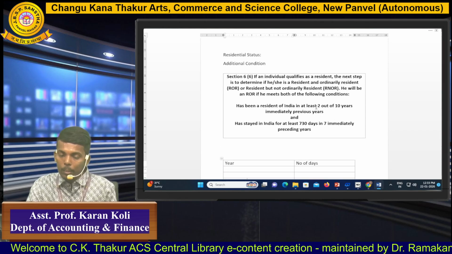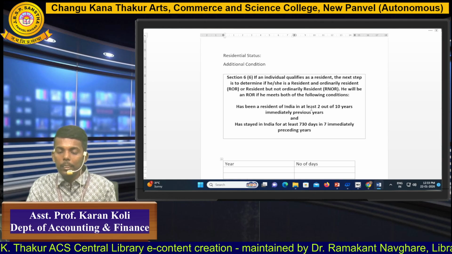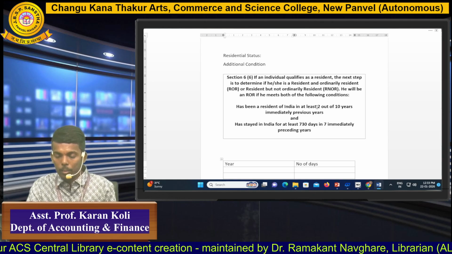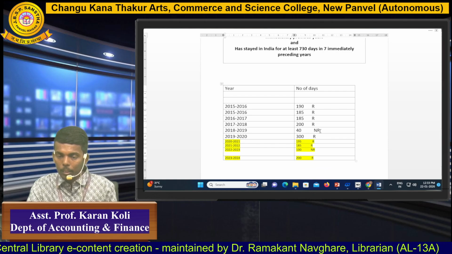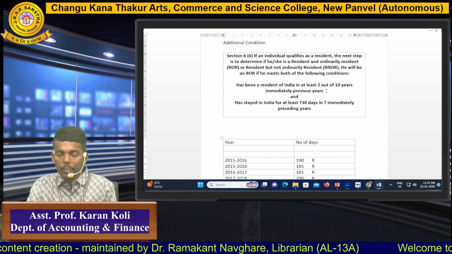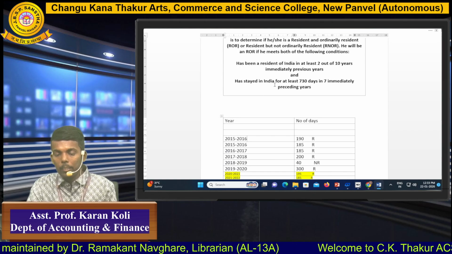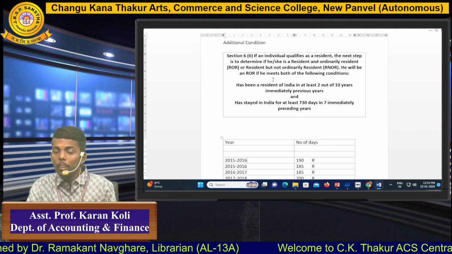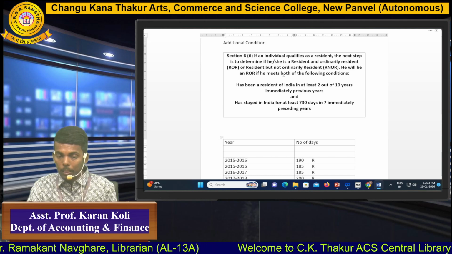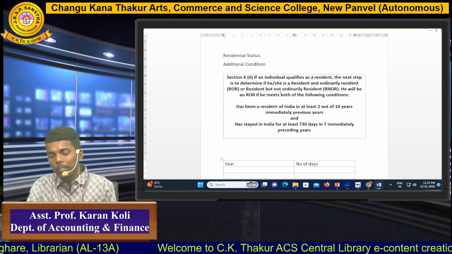So he satisfied the first condition, because what is the first condition? He is resident in India at least 2 years, and it is more than 2 years. So he satisfied the first additional condition, and then we compute the other condition, because both additional conditions must be satisfied. Then we determine whether he is an ordinary or not ordinary resident of India.